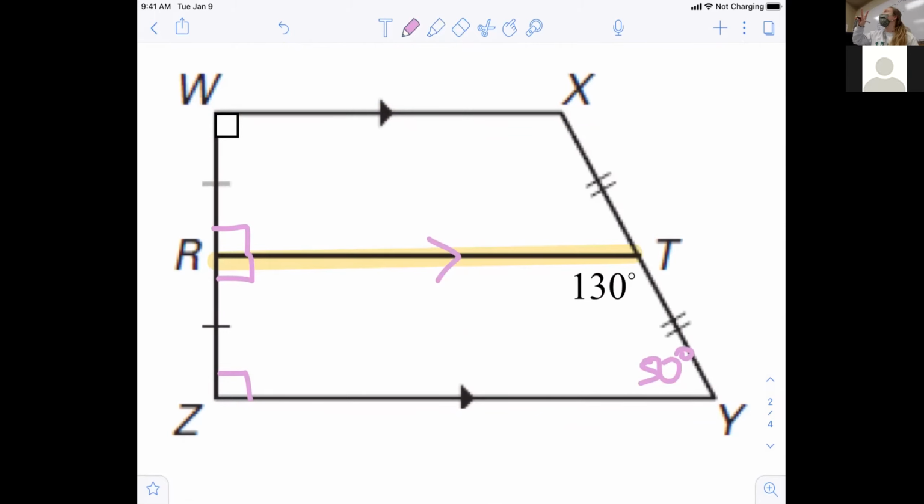Let's find the other two missing angles. Cooper, give me one. Okay, let's call it RTX. Let's not call it top T. Why is that 50?